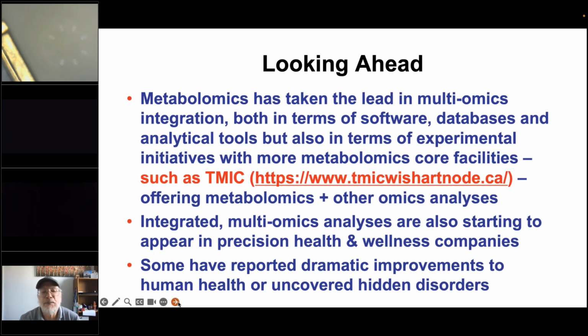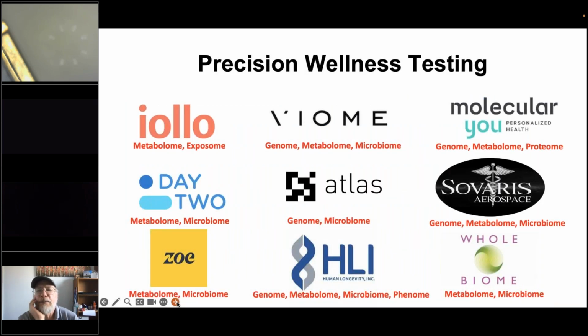When they've started using multiple omics techniques, these companies have been able to report some pretty impressive improvements in human health, or have been able to uncover a number of hidden disorders. These are examples of some of the companies that have appeared over the last decade. There's Molecular You, which is based in Canada. There's Savaris, which is based in the States. Human Longevity Incorporated. Atlas, which is in the UK. Viome, which is in the States. YOLO, which is in the US. Day 2, which is in Israel. Zoe, which I think is in the UK.